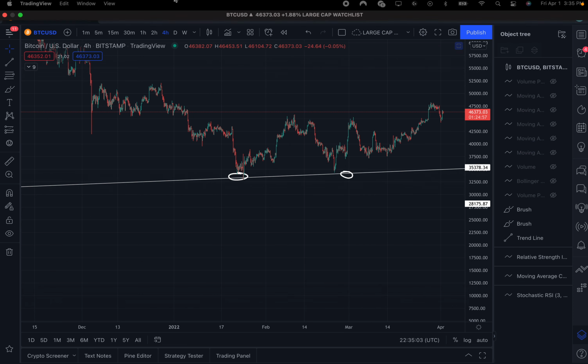Remember, the more touches you have, the higher success rate you have, and the stronger that support level is, so it's less risky. So we'll talk about resistance in the next one now.